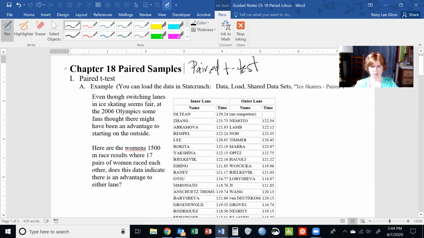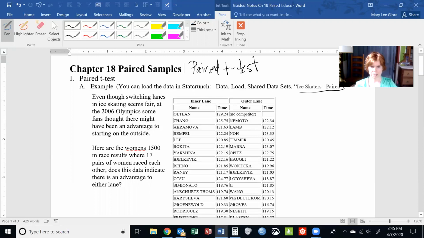All right, so I'm starting with an example. I did put instructions, so if you want to pause, you can load this data into StatCrunch. I already have it there. By getting into StatCrunch and hitting Data, Load, Shared Data Sets, and then looking for this name, you can pull it up, so you can run it too. Here's the data, and this is the example.